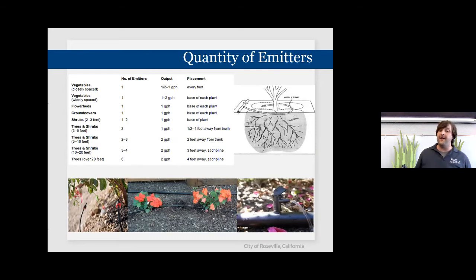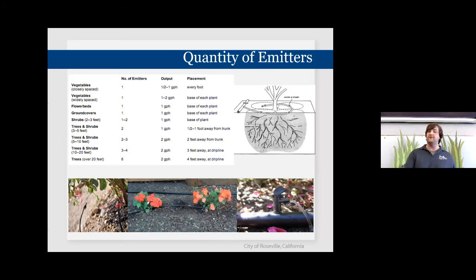One question I get a lot with these is, well, how many emitters do I send to each plant? I hear that question almost every day. Really, it depends on the plant. And we have a guide that we're going to talk about here in a second. But here's a nice rule of thumb for you. You increase it depending on what kind of plants you planted. Vegetables, maybe you only need 1 emitter per plant, and half a gallon to 1 gallon per hour, maybe every foot or so.